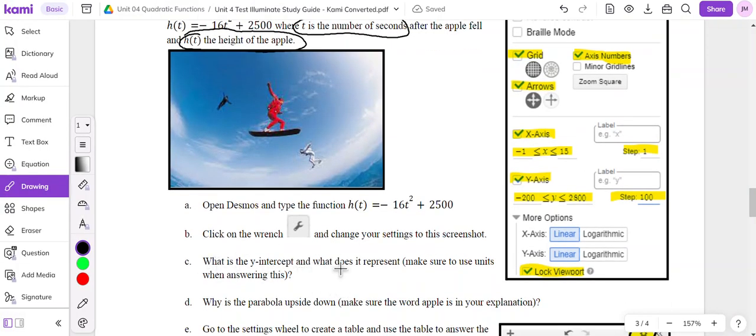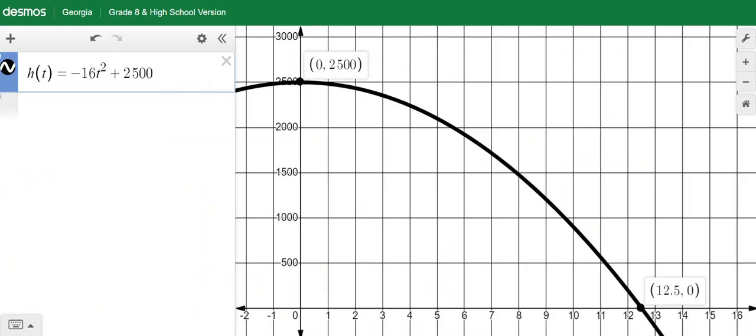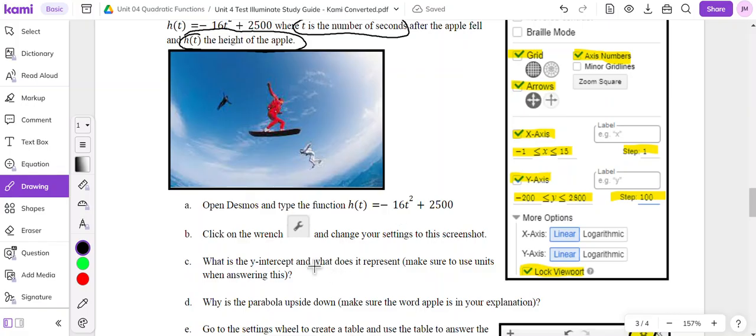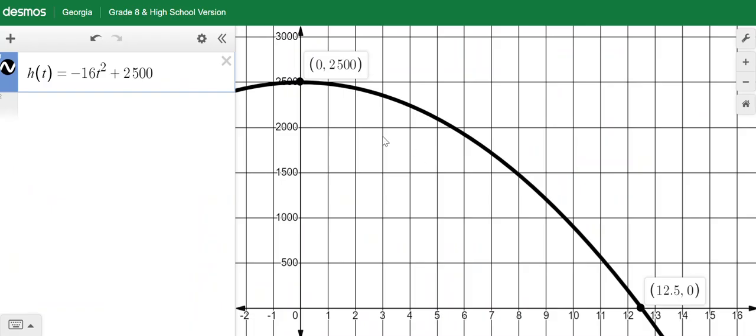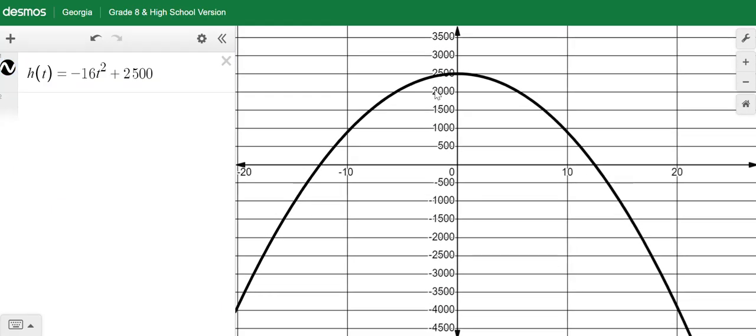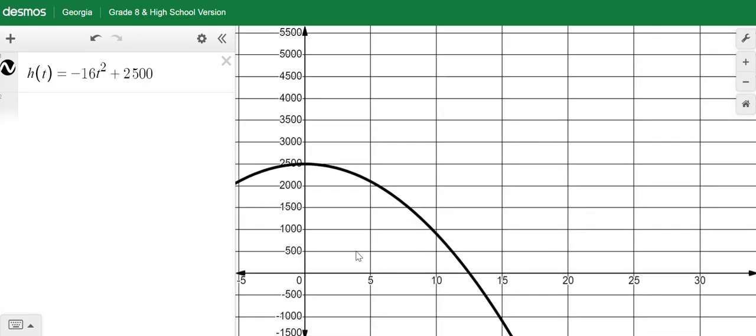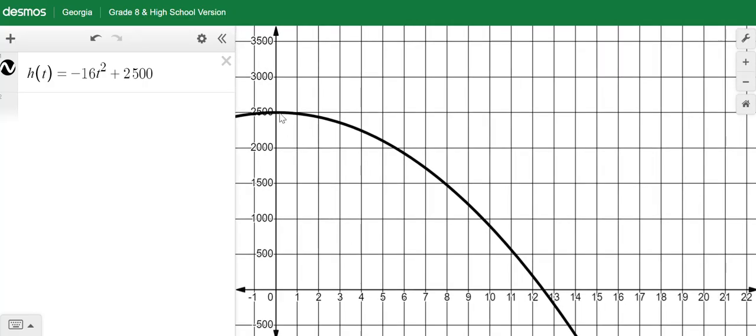What is the y-intercept and what does it represent? Well, the y-intercept is 2,500 feet, and it represents the initial height of the apple. Why is the parabola upside down? Well, the parabola opens down because the apple is falling. So you need this decreased part of the function to model it.